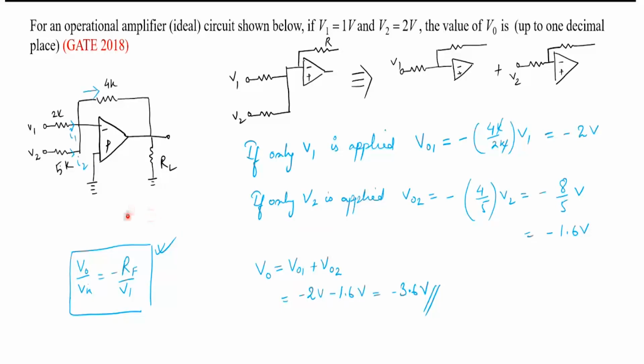I would like to inform you that basically this circuit is a summing amplifier. That's why I'm able to write it like this, because both the voltages will sum up.